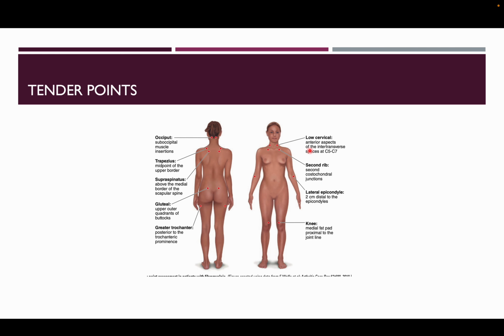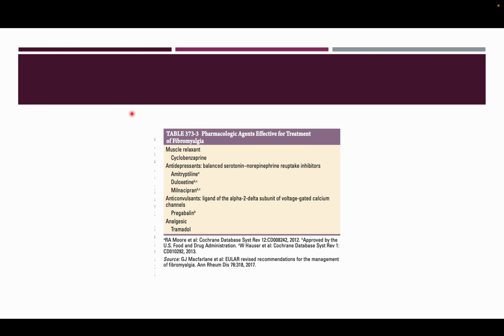So these all should be looked for. If more than 11 out of 18 are present, that is diagnosed as fibromyalgia. These are 18: there are 9 on each side, 9 into 2, 18. So more than 11 out of 18 is suggestive of fibromyalgia.